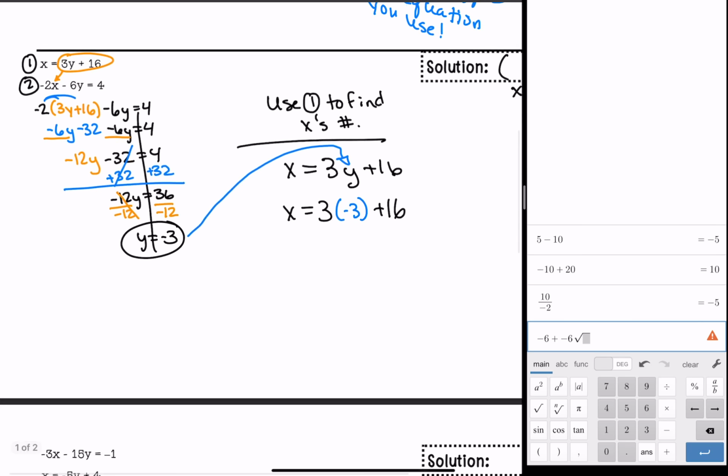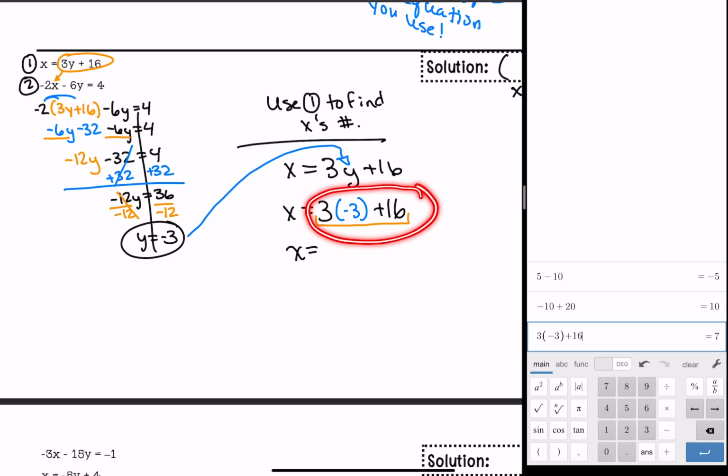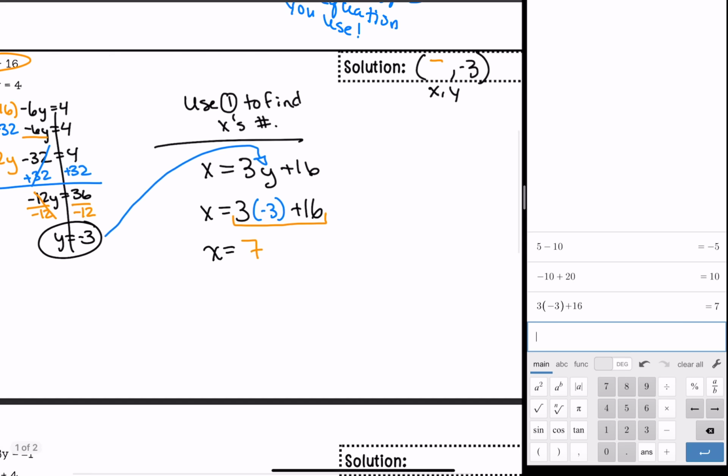Now you can do all the mathy stuff, but I'm going to show you a little trick here using my handy dandy calculator. I plug that into my calculator exactly. Miss Rawolf, what do you mean? Let me show you. So 3 parentheses, negative 3, close the parentheses, and then it says plus 16. All right, this matches up. What I just typed out of my calculator matches this exactly. Nothing's changed. And look at that. My answer is 7. So x's number is 7, and we are done.